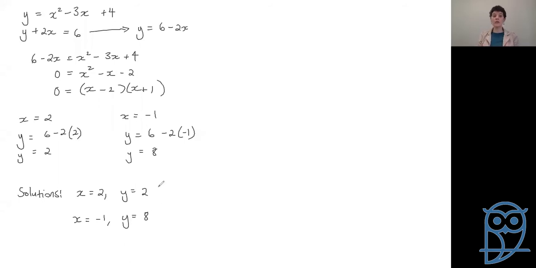Now the thing is here, we haven't been told that these are functions. We haven't been asked for coordinate pairs. So we just give our solutions as an x value and a y value, not as a coordinate. If we were asked for a coordinate, then we would give that coordinate.